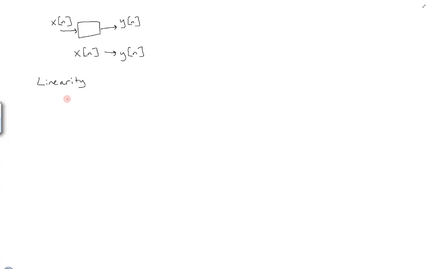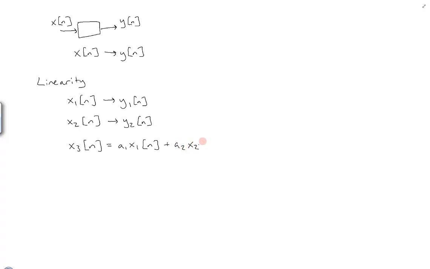Suppose we have an input signal x1 of n, which creates an output y1 of n. And then we have another input x2 of n, and that creates an output y2 of n. And then let's say we have a third signal as an input, x3, which is equal to a scaled version of x1 plus a scaled version of x2, where a1 and a2 are just scalars. This is going to then create an output y3 of n.